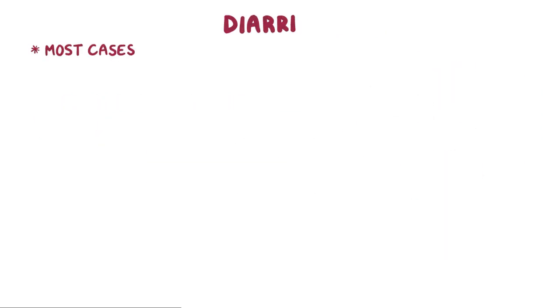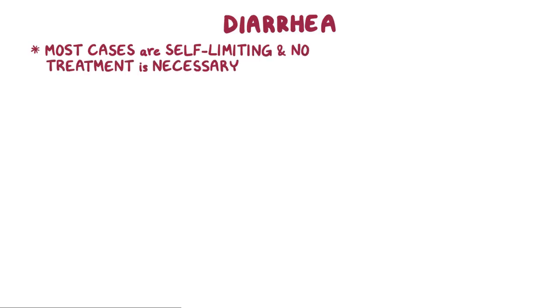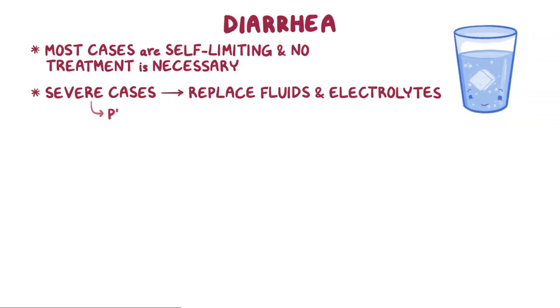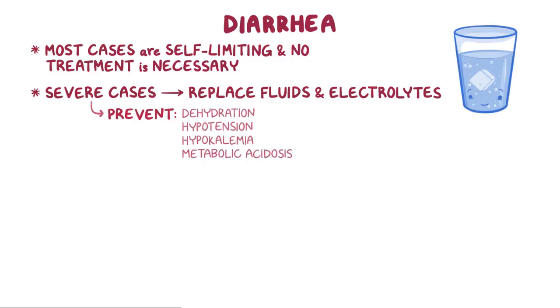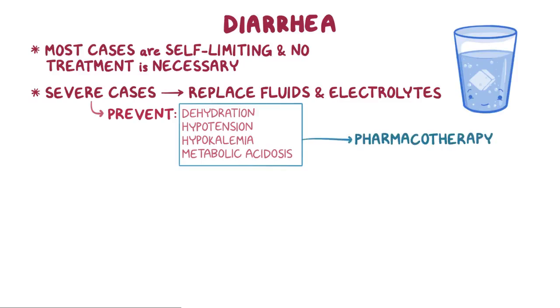Most cases of diarrhea are self-limiting, and no treatment is necessary. In more severe cases, the primary treatment should always be to replace the fluids and electrolytes to prevent problems like dehydration, hypotension, hypokalemia, and metabolic acidosis. Pharmacotherapy for diarrhea should be used when there's a risk of developing these symptoms.